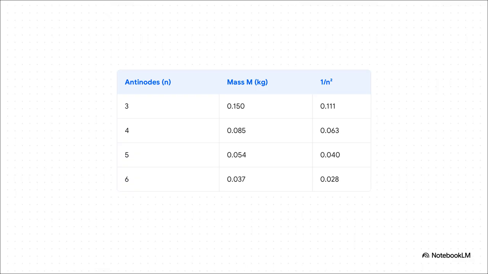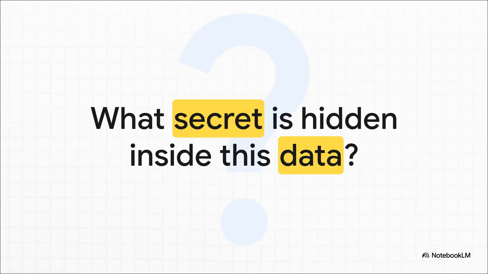As we get more antinodes, as we go from 3 loops up to 6, the amount of mass we need actually goes down. So to get more vibration, we needed less tension. So there's definitely a relationship here, but it's not a simple one. The question is, what is it exactly? So yeah, what is the secret?